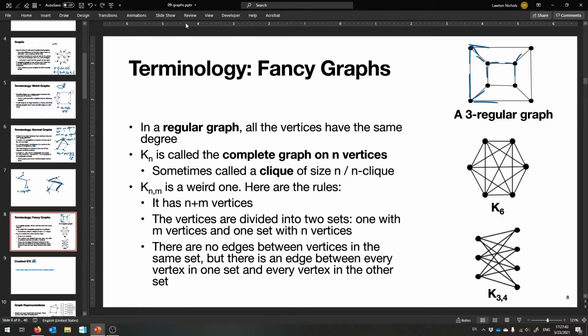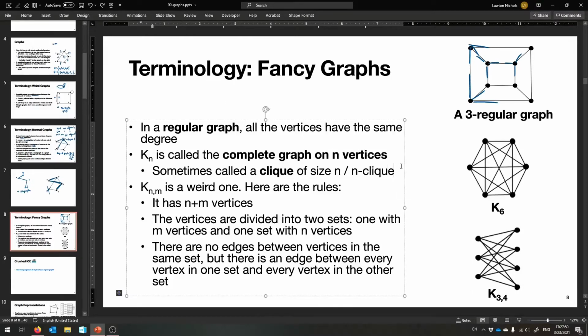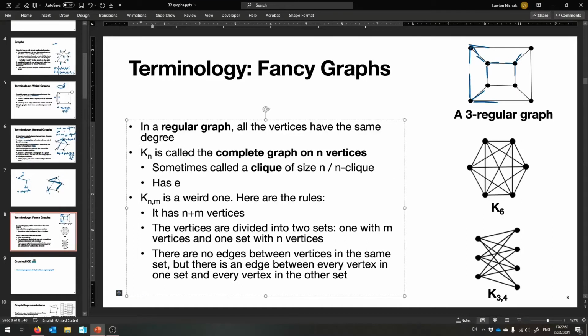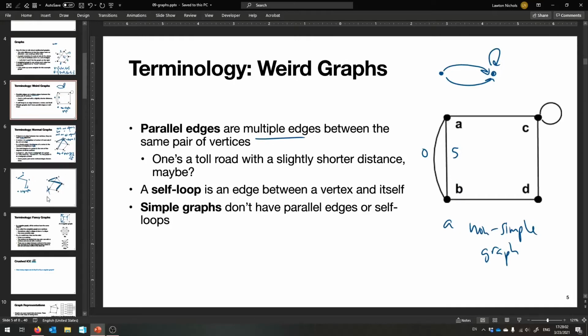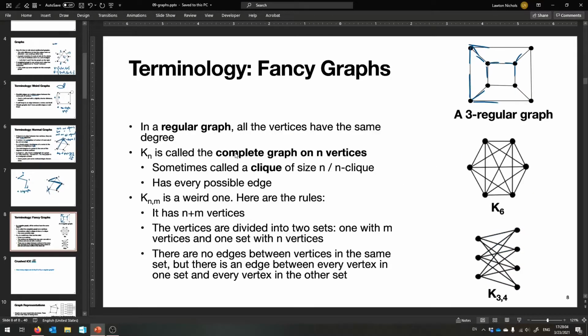It has every possible edge between everybody. So let's define it down here. It has every possible edge, and still makes it a simple graph, so there are no self-loops. But every vertex can get to every other vertex. It is a clique. They all talk to each other. They can all connect. It is the complete graph on n vertices, K_n.